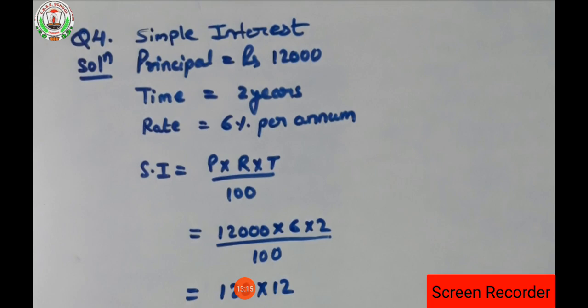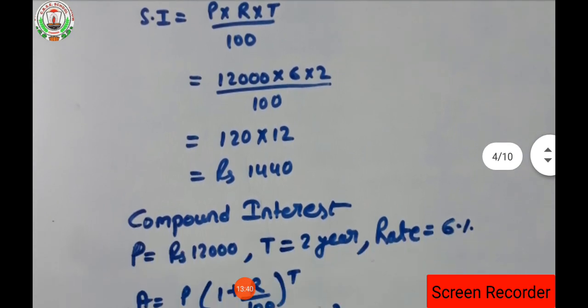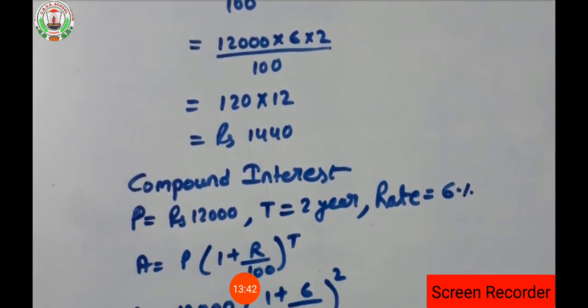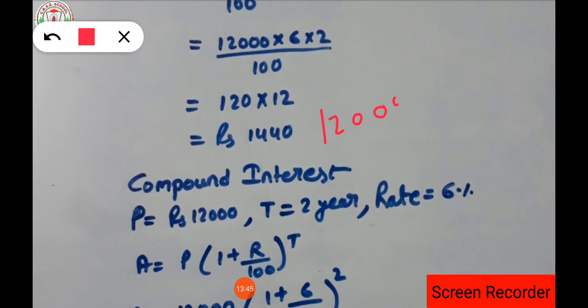So while finding the simple interest, what is the formula for it? The simple interest formula is SI equals P into R into T upon 100, isn't it? So what is the P value? That is 12,000. What is the R value? 6. And what is the T value? That is time, 2, upon 100, isn't it? Now we are going to solve this by simplifying the equation. So look how to simplify the equation. So we have 12,000 into 6 into 2 upon 100. This is simple interest, isn't it?